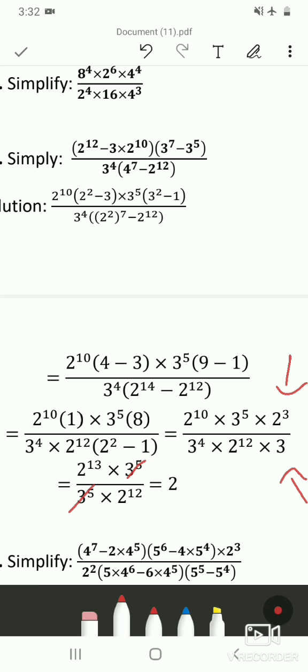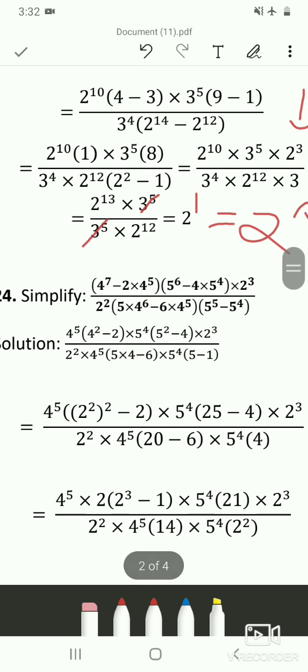Again you can use the second law, that is a raised to m upon a raised to n. Using that formula you will get a raised to m minus n. So 13 minus 12 is 1. So you will get 2 raised to 1, which is nothing but 2. Once you are very familiar with the laws and you know how to apply them, these types of problems are very easy. Sometimes it may look like a big problem, but these are very simple problems.